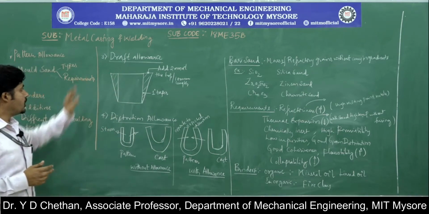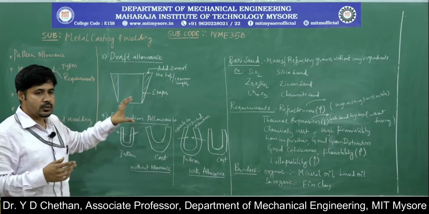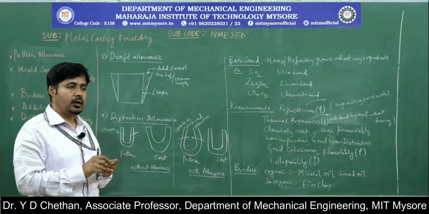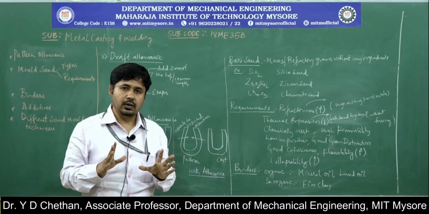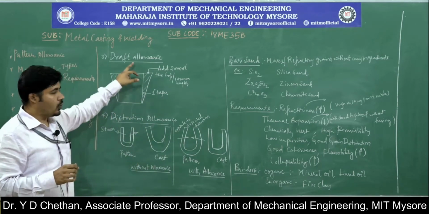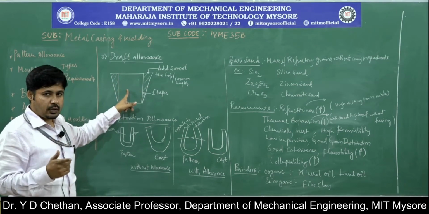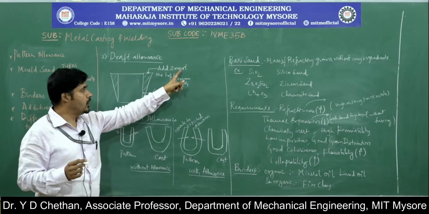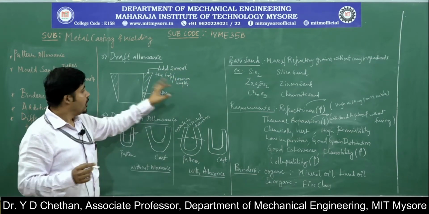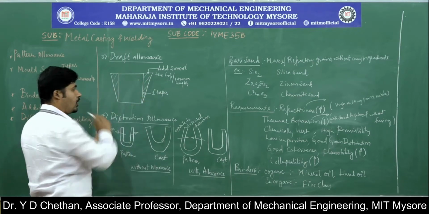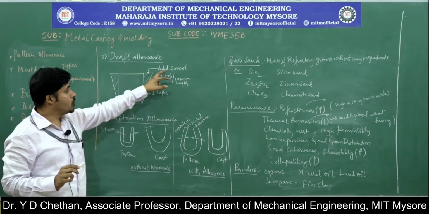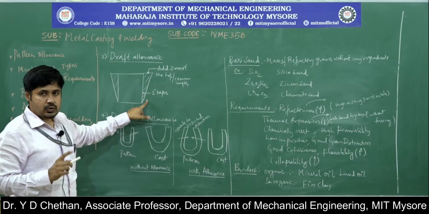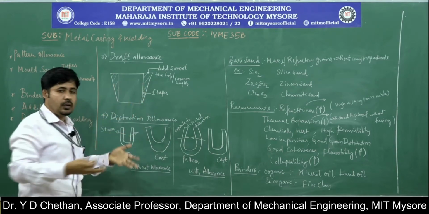The theme behind draft allowance is that we must provide allowances on the pattern to facilitate easy removal of the pattern from the mold, so that it does not damage the mold cavity. For that purpose, we need to provide allowance. Say this is the product we require. Here, for the draft allowance at the top of the surface, you can provide 2 millimeter per 100 millimeter length. If you want to manufacture a square metal casting, you need to provide 2 millimeter at the top per 100 millimeter length, and subsequently you need to provide a 1 degree taper, so that you can easily take out this particular portion from the mold cavity.